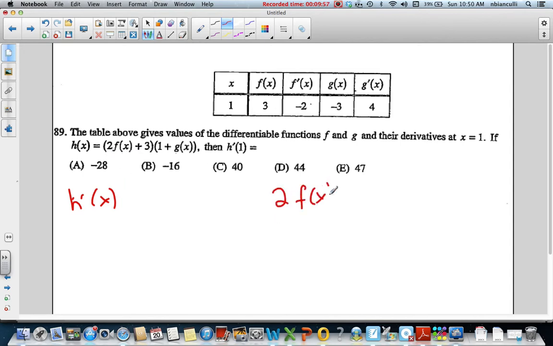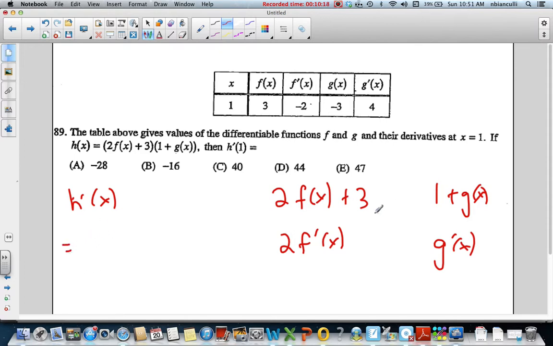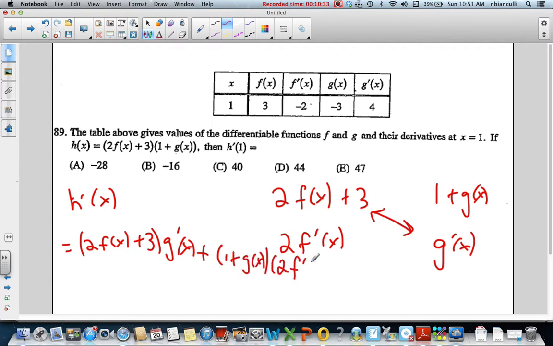So over here I'm going to break up my pieces. The derivative of 2f of x plus 3 is 2f prime of x plus nothing. The derivative of 1 plus g is g prime. And so h prime of x is going to look kind of complicated, but we'll write it nevertheless. We're going to have this thing times g prime. So 2f of x plus 3 times g prime of x plus 1 plus g of x times 2f prime of x. And now it's just incumbent upon us to be careful and plug in 1 for this.